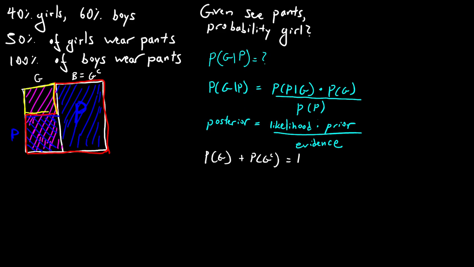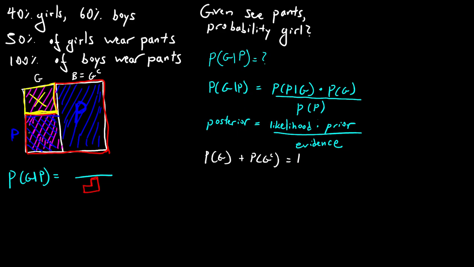Given that we've seen someone wearing pants, we know that that person can no longer sit in this space, so to speak, because everyone in this space is a girl who is not wearing pants, and we know that we've seen someone who wears pants. So, probability that it's a girl, given that we've seen pants, is going to be something over something. And in the denominator, we're going to put the probability space that we have left. So everything that is still possible, which is going to be this backward L-shaped space here, right? And this is everything that's possible.